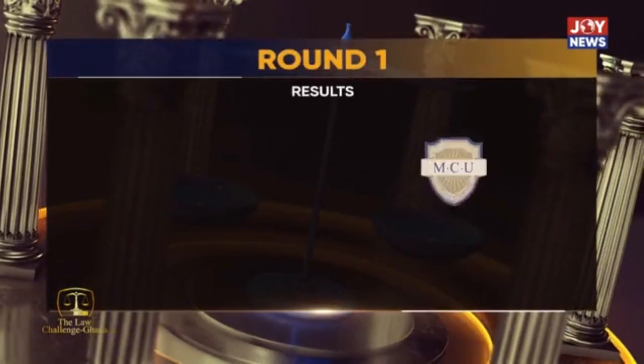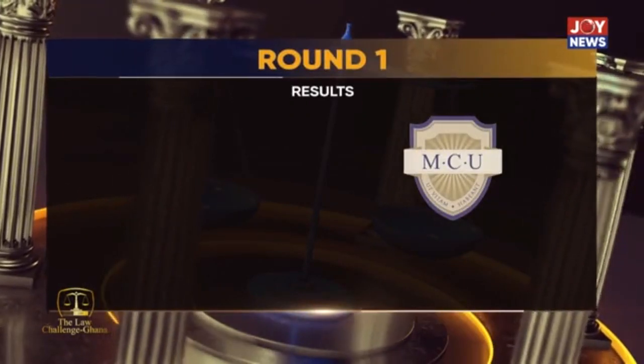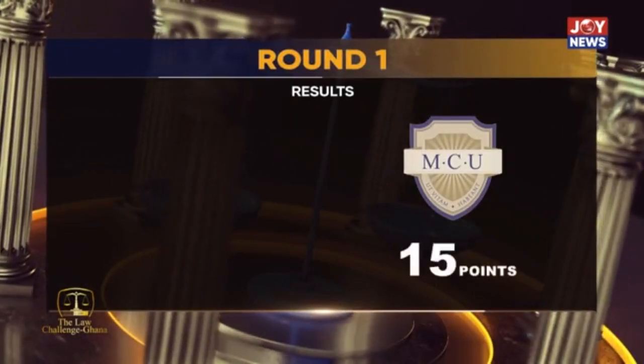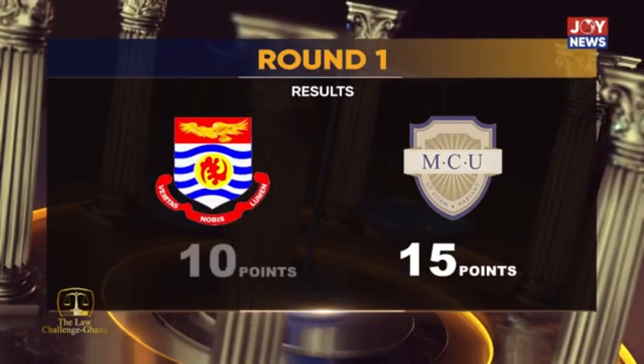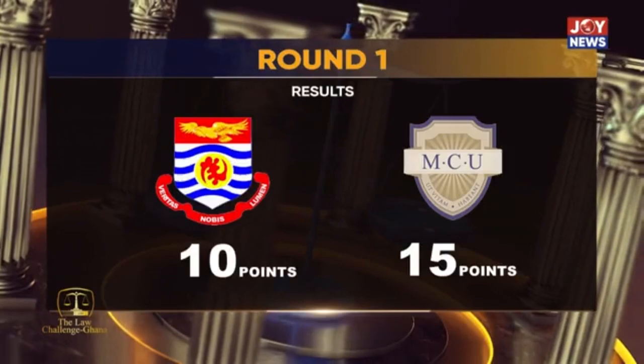Ladies and gentlemen, a round of applause for our contestants. At the end of the first round of this fifth contest between the UCC and Mountcrest University College Faculties of Law, Mountcrest made a total of 15 points as against University of Cape Coast Faculty of Law, 10 points. A round of applause, please.